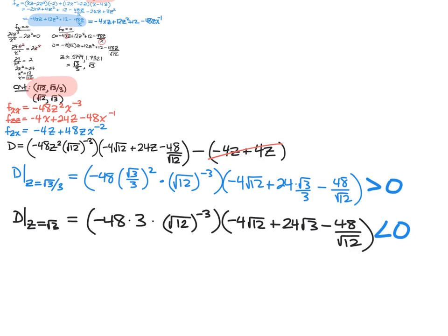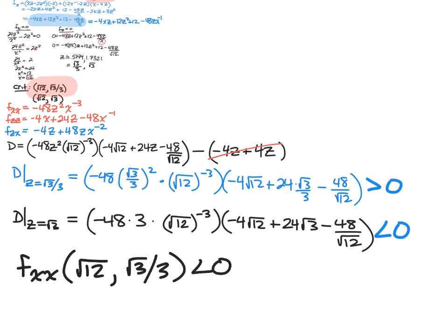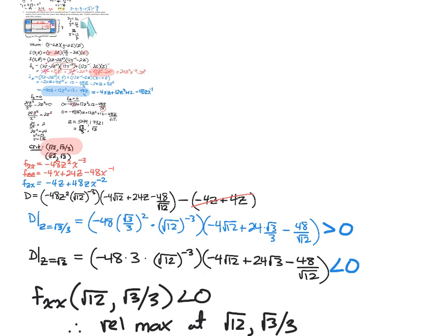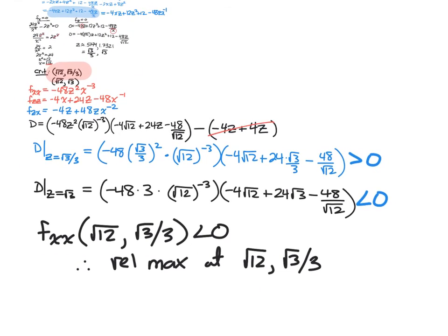So the fact that my leading coefficient here is negative, I can now say that my second order partial with respect to x at radical 12 comma radical 3 over 3 is going to be negative. Therefore, we're looking at a relative max at radical 12 comma radical 3 over 3. Now I do have to go back and, look at that, have some sense of scale for crying out loud.